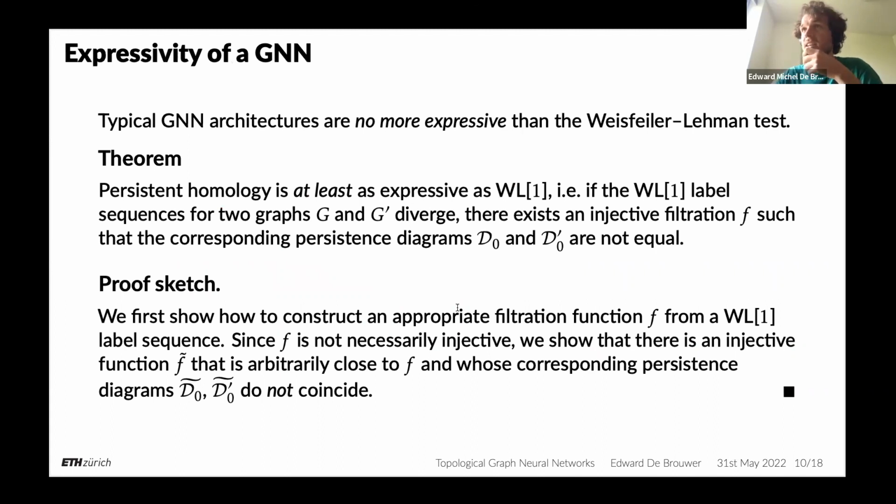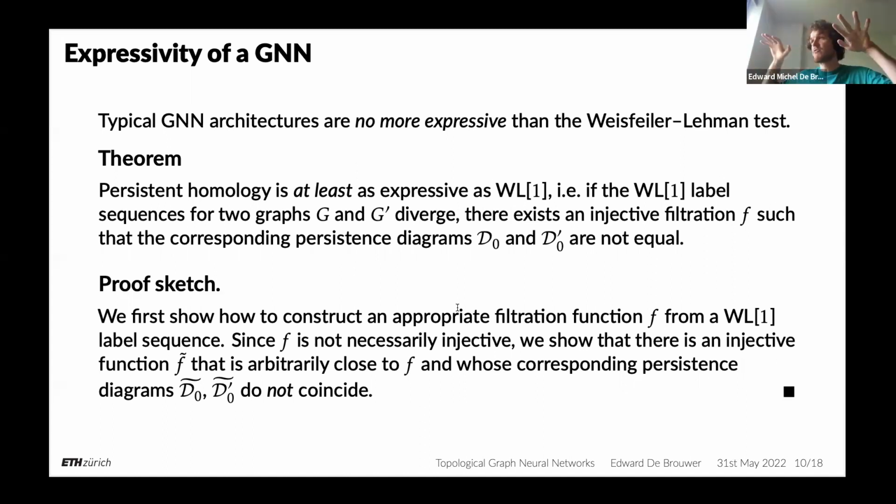So what's nice about this is that we have interesting theoretical guarantees. We know that typical GNN architectures are no more expressive than WL. But we can show that persistent homology is at least as expressive as WL, which means that there always exists an injective filtration F such that the persistence diagram will not be equal if the WL of two graphs diverge.